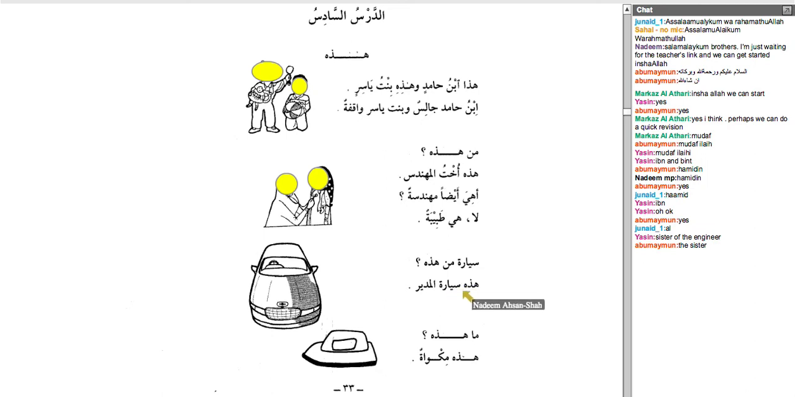هذه سيارة المدير. مدير means the dean or the principal or the headmaster. هذه سيارة المدير. This is the boss's car. This is the manager's car, the boss's car, or the head guy's car.